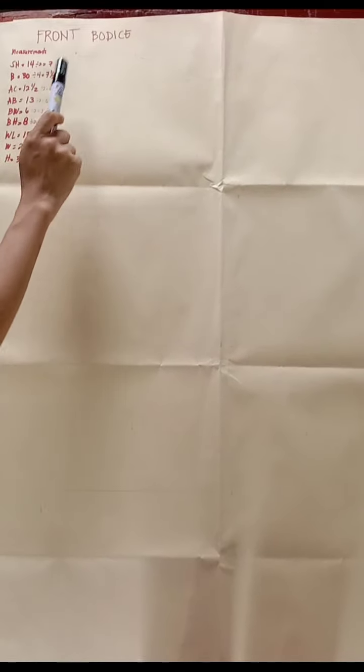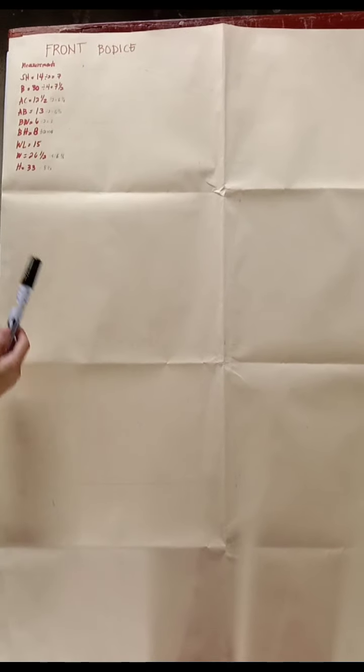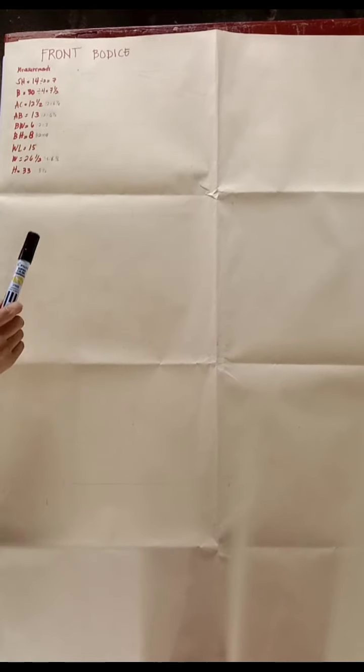Today, ang gagawin natin is mag-draft tayo ng front bodice or pattern for front bodice. So, ito na yung mga measurements na gagamitin ko sa pag-draft ng pattern. So, shoulder, bust, across chest, across back, bust width, bust height, waistline, waist, and hips. Yun yung mga measurements na kailangan natin.